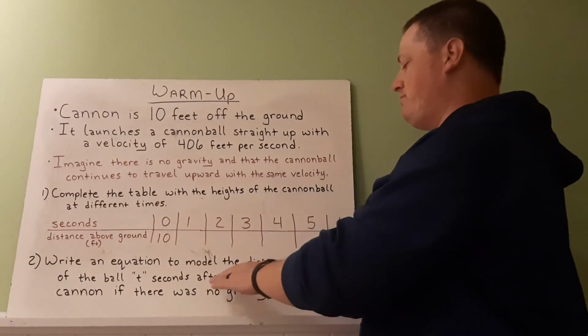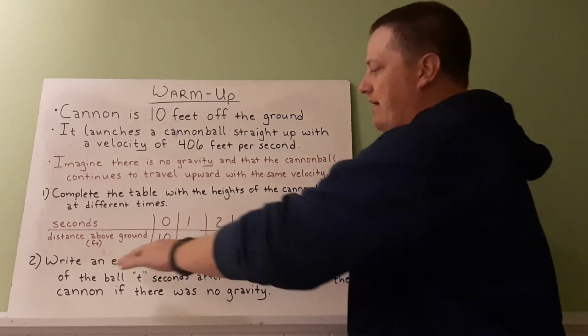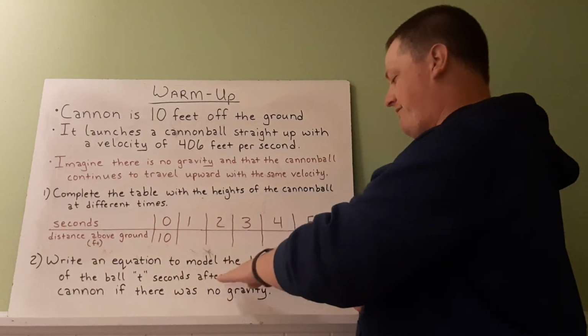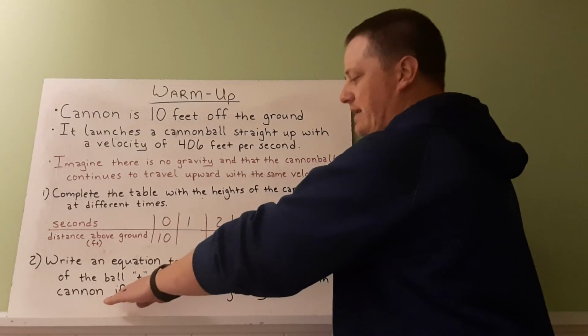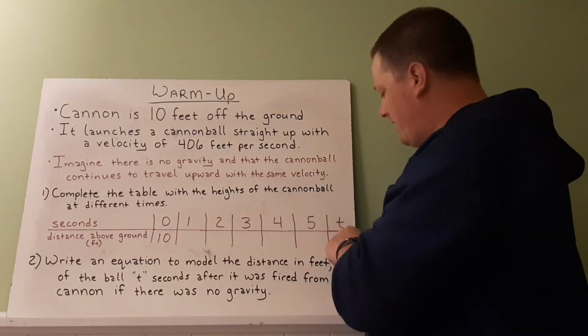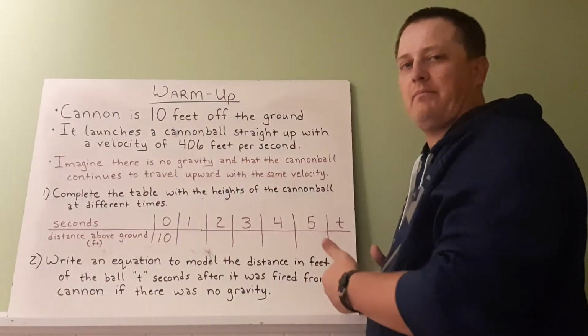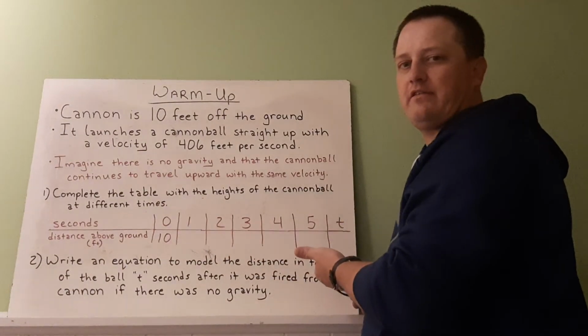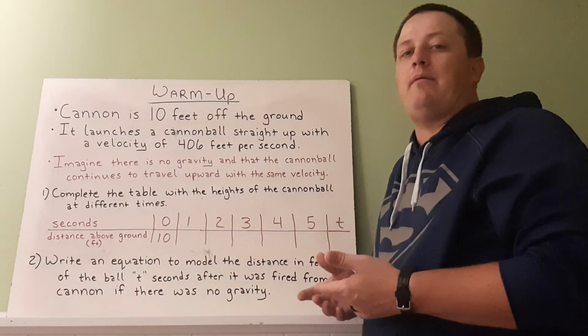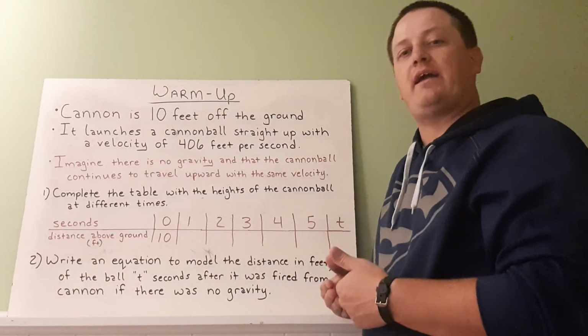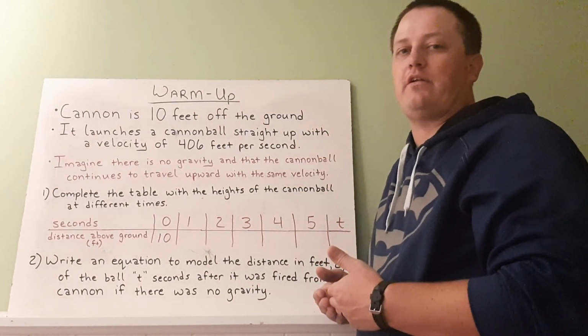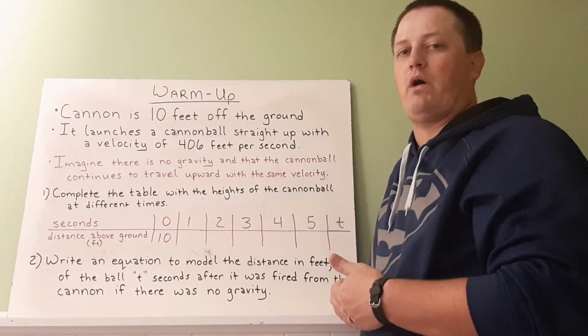Write an equation to model the distance in feet, d, of the ball t seconds after it was fired from the cannon if there was no gravity. So that's what we would put in this t spot right here, is the math problem we think is modeling this table. All right, bring that table to class tomorrow. We'll check if we've done it right, and then that will start our discussion as we look more into quadratics.